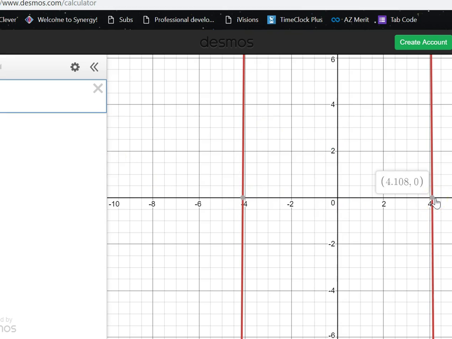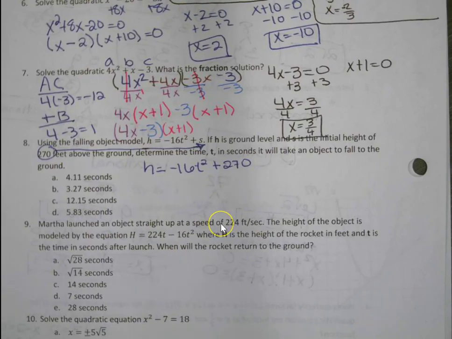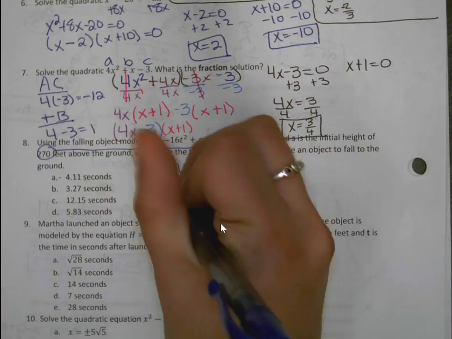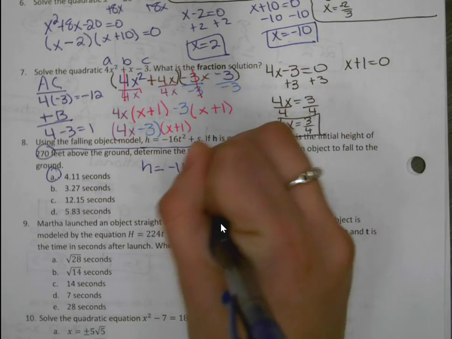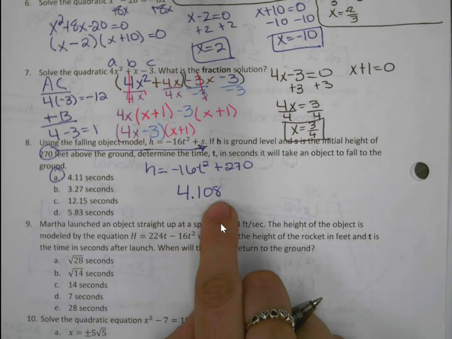Since I'm talking about something falling from the sky, it makes sense that time goes forward, not that time would go backwards since I dropped something. So I don't care about this answer right here. I only care about this answer right here, which is 4.108. If I go back and look at my paper, I have 4.11, which is my answer because 4.108 rounds up, because the number next to 0 is larger than 1.